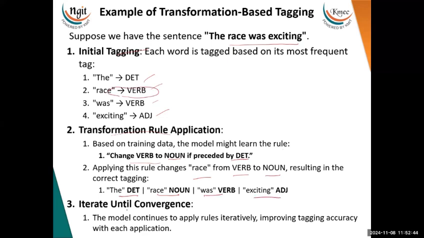Iterating until convergence, the model continues to apply rules iteratively, improving the tagging accuracy with each application. So this is about transformation based tagging.